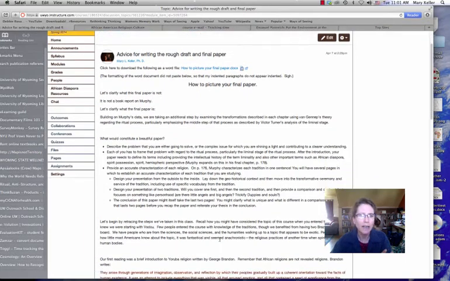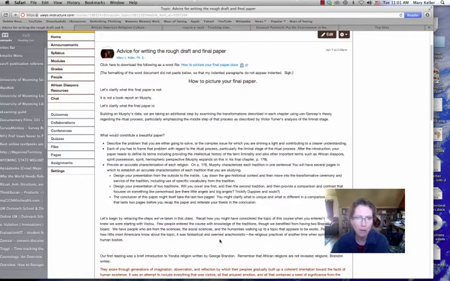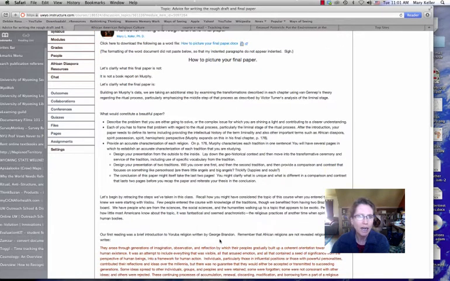I call this how to picture your final paper, and there's a section there on what would constitute a beautiful paper. Let me just go over that quickly. Describe the problem that you are either going to solve or the complex issue for which you are shining a light and contributing to a clearer understanding.